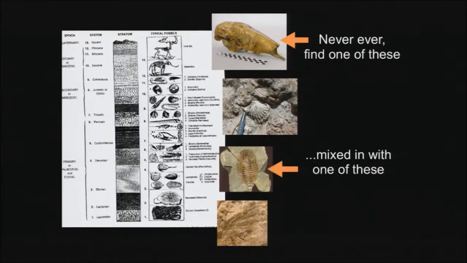Down low, you'll find what you might consider rudimentary sea animals. Up above, you'll find the famous trilobites. Above that, you might find some clams, some oysters. And above that, you find some mammals. You never, ever find a higher animal mixed in with a lower one. You never find a lower one trying to swim its way to the higher one.